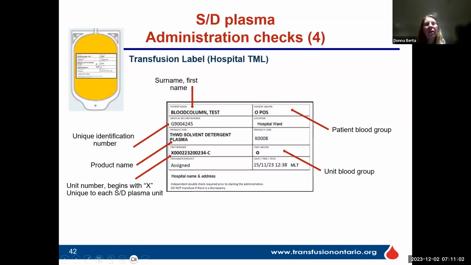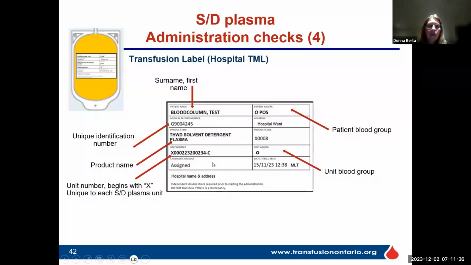And now we'll move on to the transfusion label. So this is the label that your hospital puts on the bag of SD plasma. And so this label lists the patient's surname and first name. It lists their unique identification number, tells you what the product is, thawed solvent detergent plasma. It's got that unit number that starts with X. It also has the patient's blood group that is pulled from the patient's group and screen test results. And then it has the unit's blood group that's pulled from the Octapharma label.